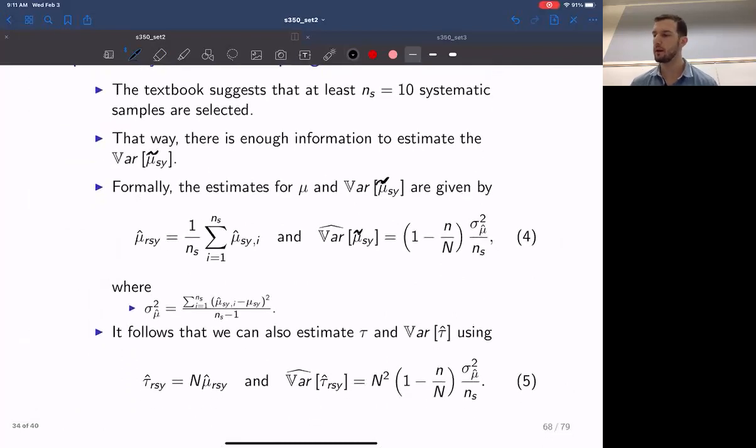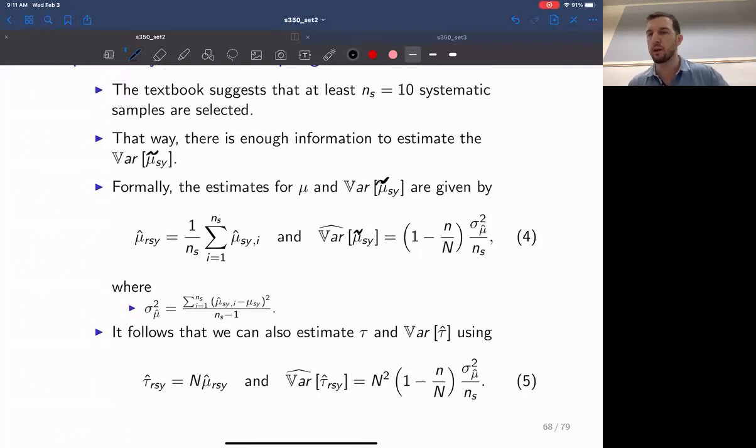Okay, so in general, the suggestion is to use at least 10 of these repeated systematic samples. So if we're going to use repeated systematic sampling, the suggestion is to use 10. We're going to look at a situation later where we don't have that many, but for illustrative purposes, we'll see how we could use the information to compute an estimate for rho. But again, we'll come back to that point in a little bit.